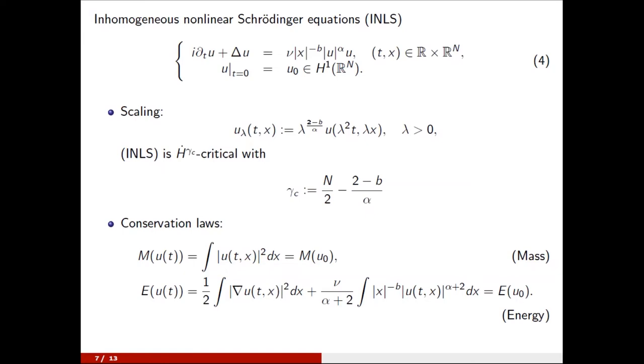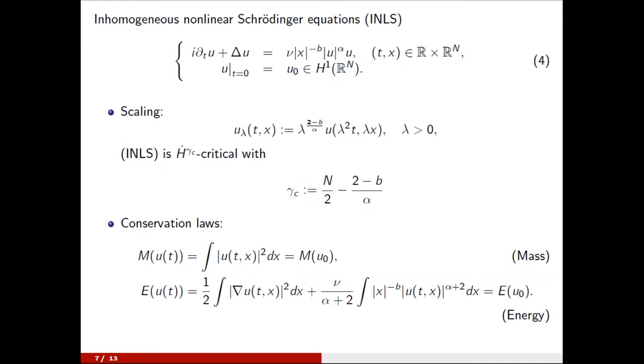The scaling of this equation is the following. If u is a solution, u_lambda is also a solution. So if we look at the homogeneous Sobolev space which is invariant by this scaling, we find this is H^{gamma_c} with this value, depending on b and alpha. So it's gamma_c critical, okay?